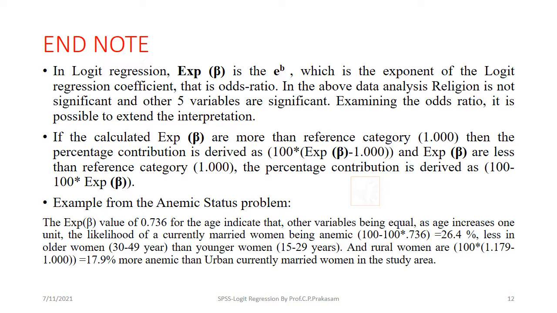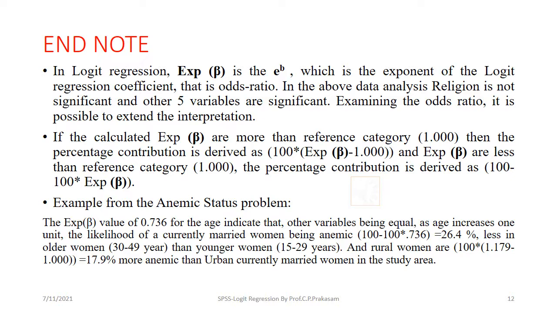Here the explanation is given of how to calculate the percentage contribution from the expected betas in comparison with the reference category of a given variable. If the calculated expected beta is more than the reference category, that is 1, then the percentage contribution is derived as 100 multiplied by expected beta minus 1. If the expected beta is less than the reference category, which we have taken as 1, the percentage contribution is derived as 100 minus 100 multiplied by expected beta.